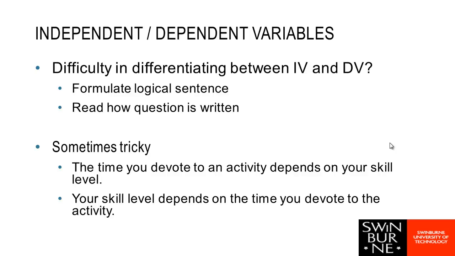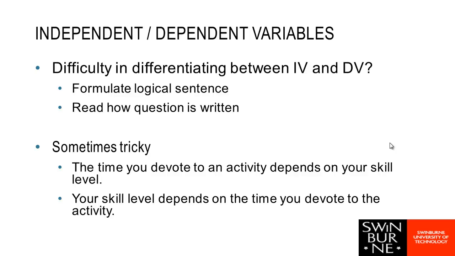So you can see I've got two examples here. One where we might say that the amount of time you spend on an activity depends on how good you are, how good your skill level is. But on the other hand, we might say your skill level depends on how long you spend doing it. So in the first case, where we're saying that time depends on skill, time is the dependent variable. In the second dot point, we're saying that the skill level depends on how much time you're spending, so skill level is the dependent variable.